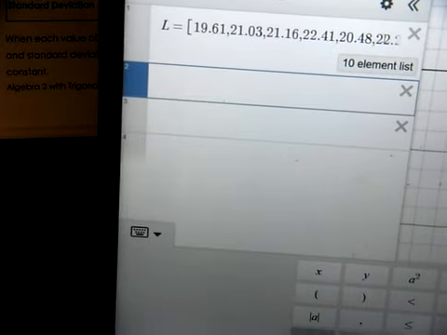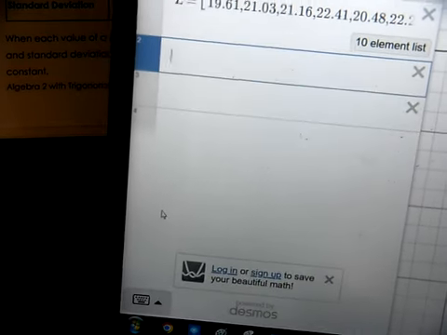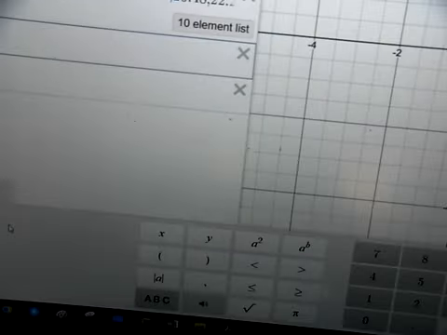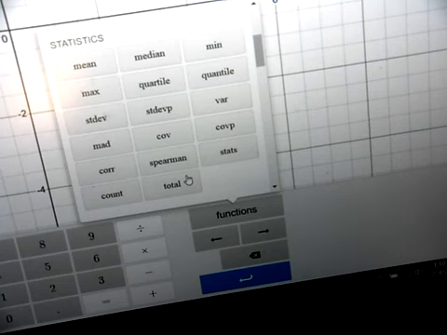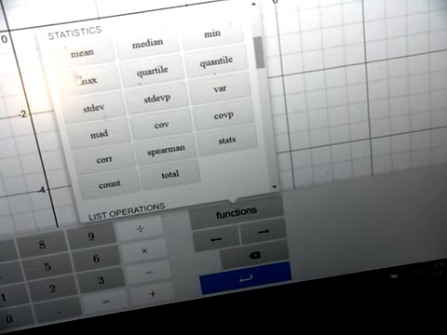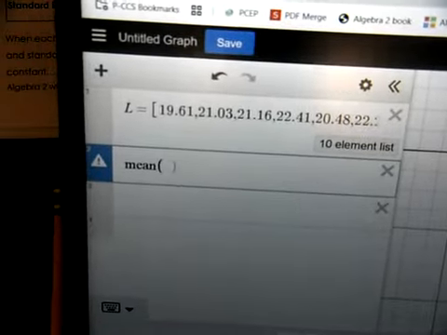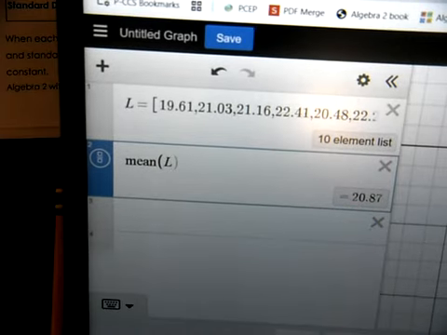Now you need to scroll down to the bottom, and you'll see down here at the bottom you have this keyboard. You can hide it. You can open it. And you get all the values down here. Over here to the right side, you'll see functions. If you scroll to statistics, you can get all the numbers you're looking for. If you click mean, mean popped up, and we tell it to look at L. Mean of L is 20.87.